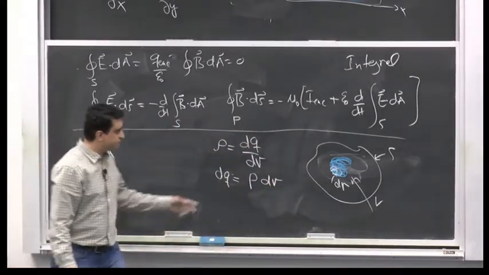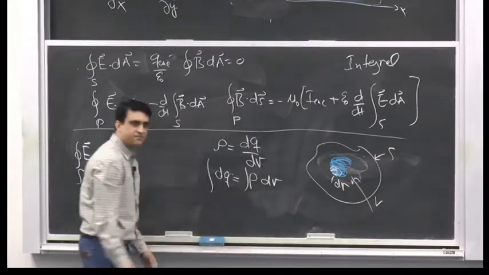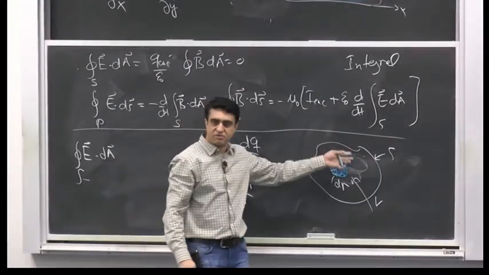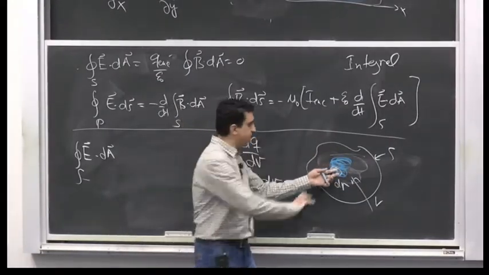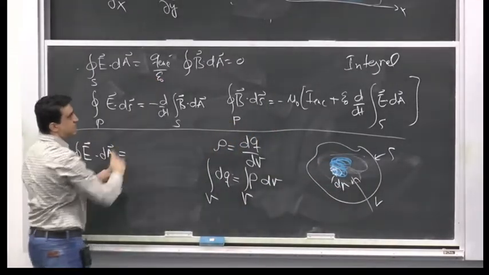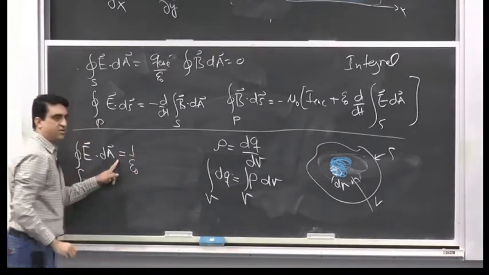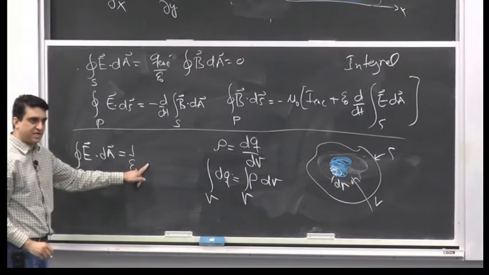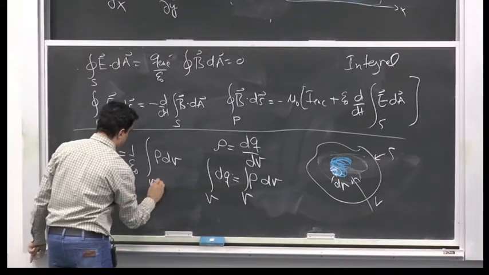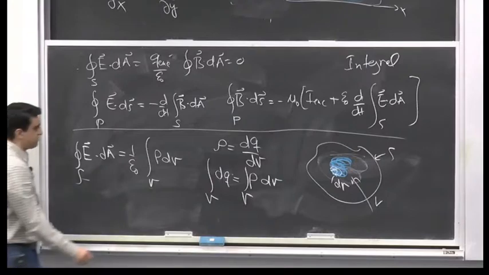What would be the total charge enclosed in the total volume? Then I have to integrate over it. If I integrate over the whole volume, I would get the total charge which is inside that volume, and that volume is enclosed by a surface S. So this equation I can write here. On the right hand side I have the charge enclosed, so multiply by 1 over epsilon naught, and that is rho dV over the volume V, so that this surface encloses this volume V.